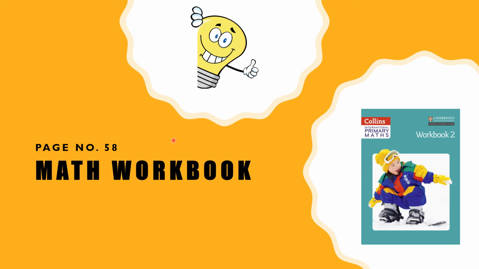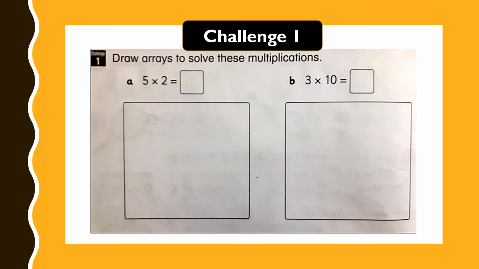Now I want you to open your math workbook, this book, page number 58. See here, challenge 1. Draw the arrays to solve these multiplications. Now I want to do the arrays for this multiplication. 5 times 2. So what will I do? I will make the array of 2 for 5 times. 1, 2, 3, 4, 5. So what is the answer? 10 is the answer.